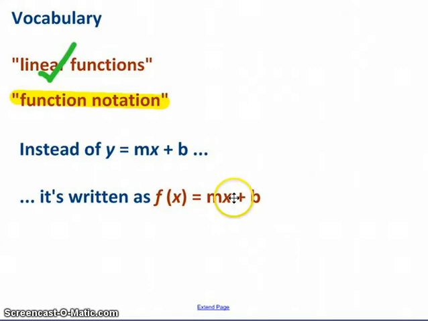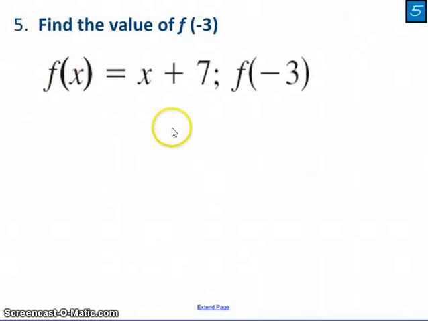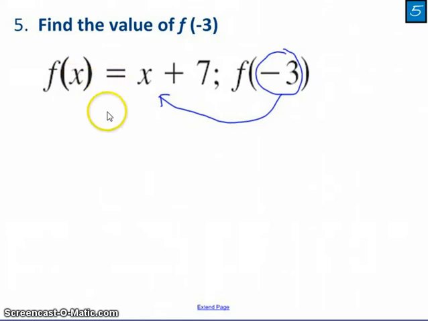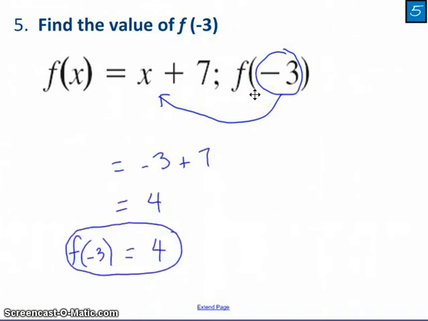Other than that, this and that are one and the same, and therefore f of x can be substituted for y and vice versa. Finally, if I'm going to find the value of something called f of negative 3, all I do is plug negative 3 in place of x. That's what's going on here when it says f of x equals, and also says, so what happens when you're looking at f of negative 3. I plug it in, I've got negative 3 plus 7, I get 4, and the way you would write the answer is right there. f of negative 3 is 4.